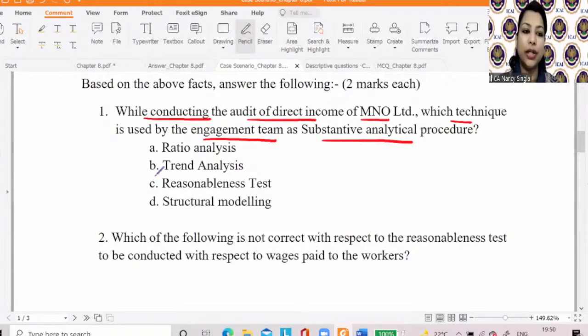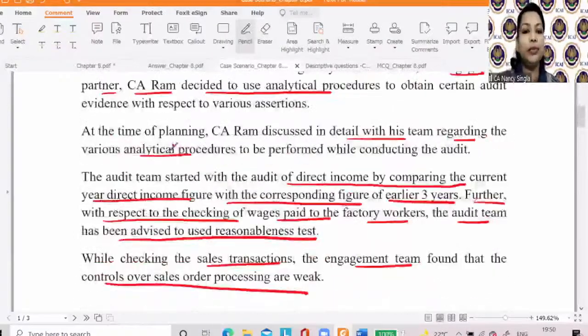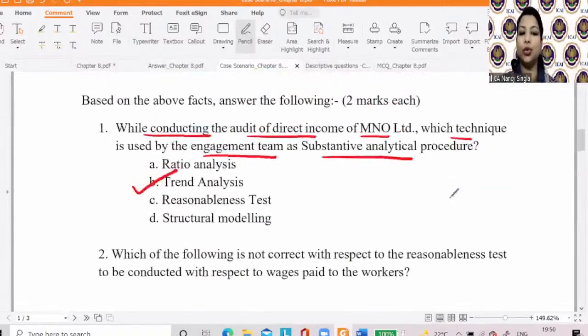So the answer is what? Trend analysis. ठीक है, क्योंकि क्या लिखा हुआ है ऊपर देखो, that with respect to direct income by comparing the current year direct income with corresponding figures of earlier 3 years. तो ये क्या हो रहा है? ट्रेंड एनालिसिस. रेशियो तो है ही नहीं, रीजनेबलनेस टेस्ट भी नहीं, स्ट्रक्चर मॉडलिंग भी नहीं है. ठीक है. So many of you have answered correctly. Vrinda, please check your answer.